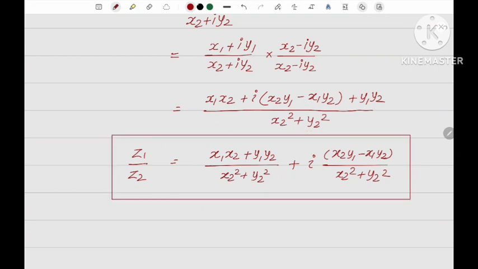So this becomes this thing. This thing is basically the real component of this complex number, and this thing will become the imaginary component of this complex number. No, I will write i here. Okay, so this becomes the real component of z1 by z2, and this becomes the imaginary component of z1 by z2.